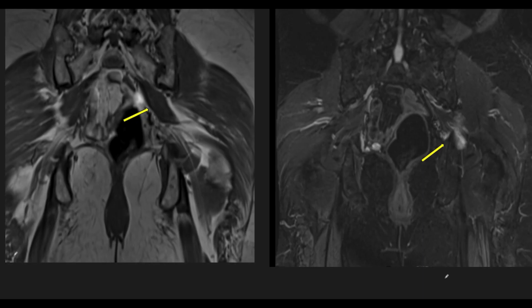of the left side. So here in our case, there was definite T1 weighted hypointensity of the piriformis muscle. So this is the sciatic nerve, and also here some fibers of the piriformis muscle appear torn with hematoma adjacent to it. So this is a classical case of piriformis syndrome.